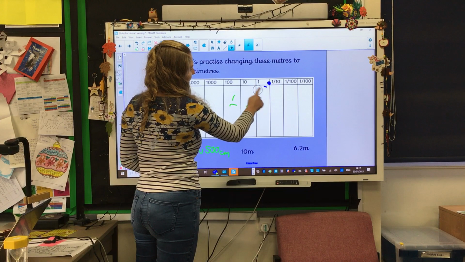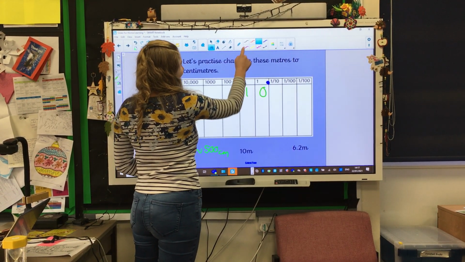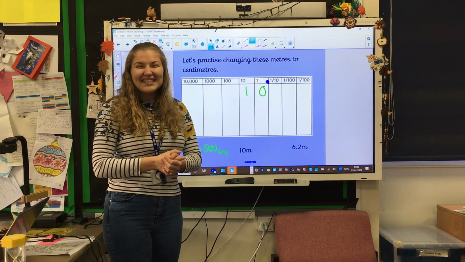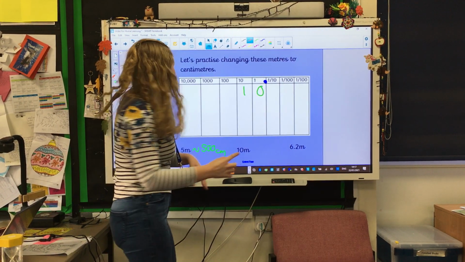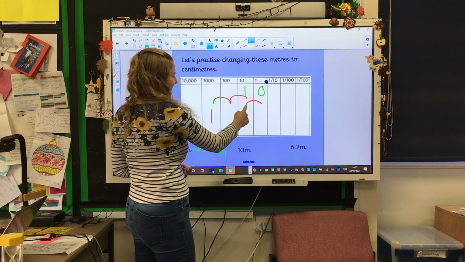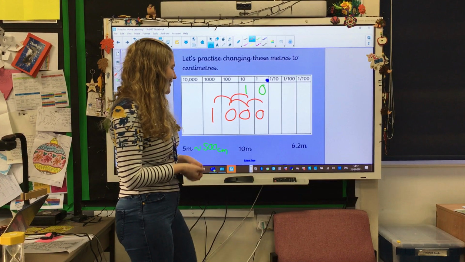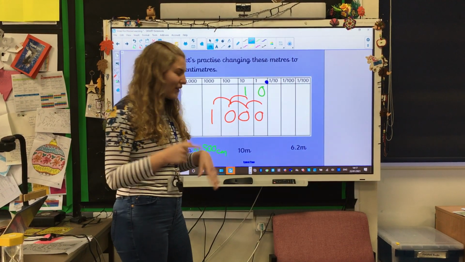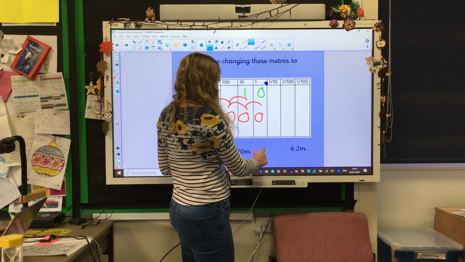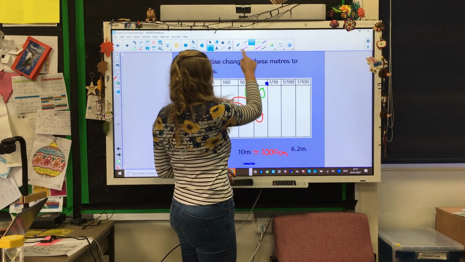Lovely. Okay, now let's try 10 metres. Let's multiply this by 100. Are we ready? Two spaces, one, two. And again, one, two. Pop in your place value holders, which are really important, don't forget those. And 10 metres is the same as 1,000 centimetres.